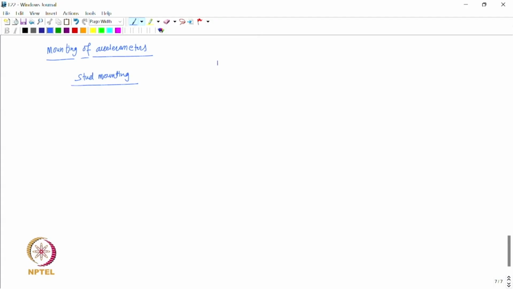So, in this case the accelerometer is secured to the surface using a stud. So, let us say if this is the accelerometer and let us say this is the surface, then now a stud is used. A hole is drilled in the surface and threads are cut into that hole and then a stud is used to connect the accelerometer to the surface like this.